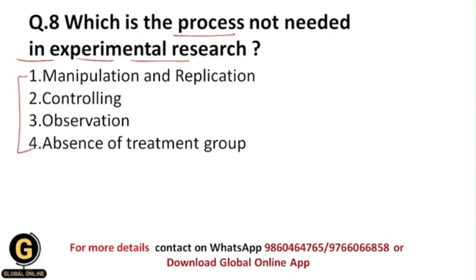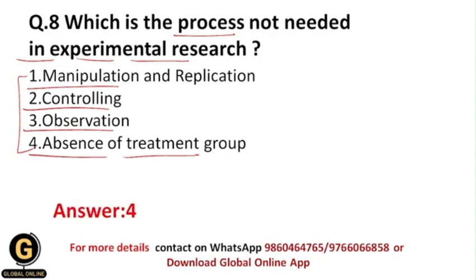So among these processes, which is the process which is not needed in experimental research? Manipulation and replication, then controlling, observation, absence of treatment group. Obviously the correct answer should be 4, because we should be having the treatment group in the experimental research, because without treatment group, on which group you are going to treat? Okay, and that's why treatment group is the essential part of the experimental research.